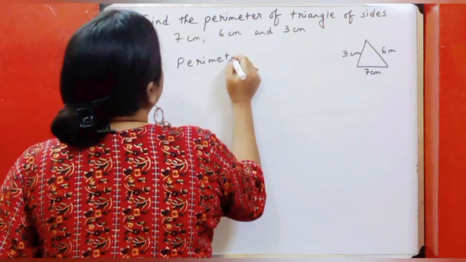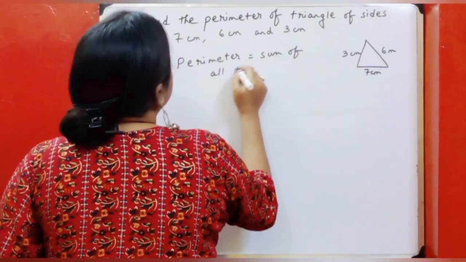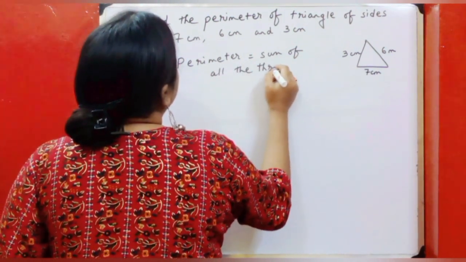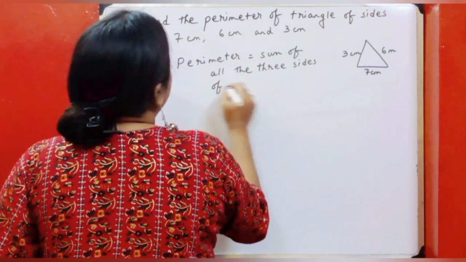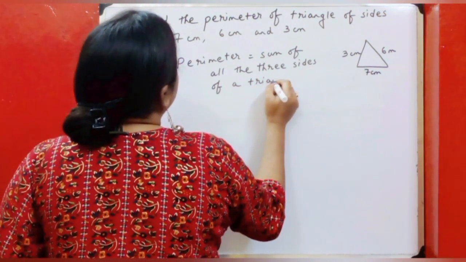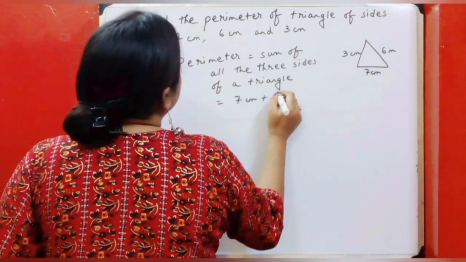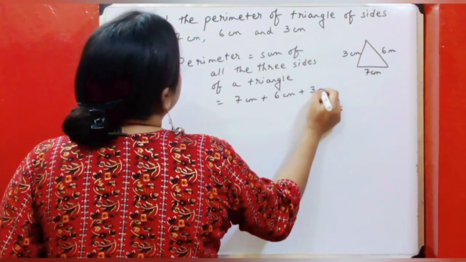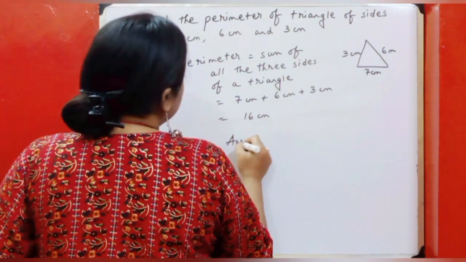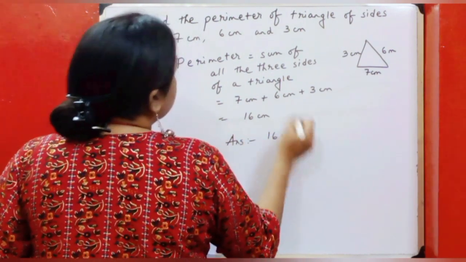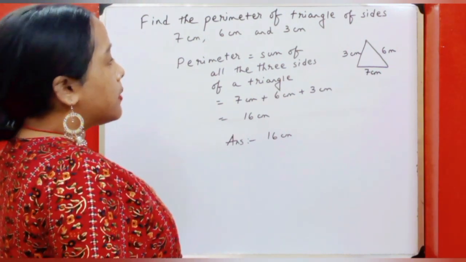Perimeter is equal to sum of all the three sides of a triangle is equal to 7 centimeter plus 6 centimeter plus 3 centimeter. So it's 16 centimeter. That's the answer, 16 centimeter. You have to just add these three dimensions.